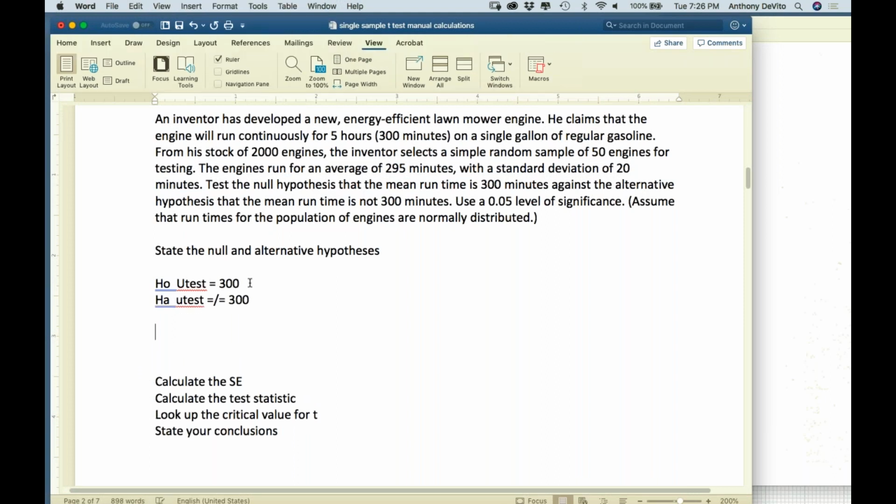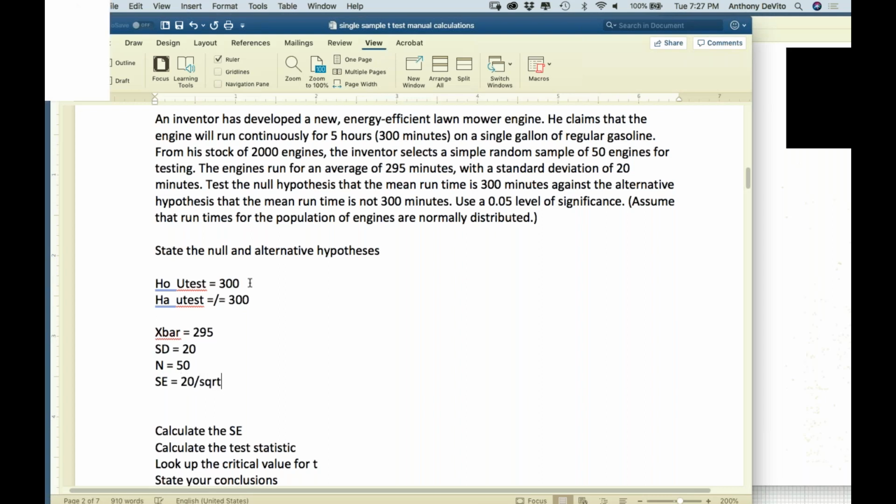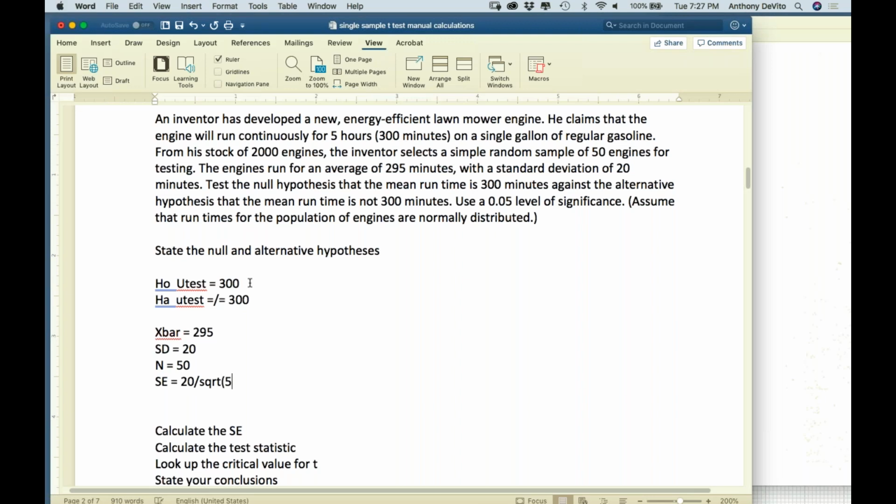Okay, so now what do I know? I know X bar is equal to 295. I know that my standard deviation is equal to 20. My sample size is equal to 50. And I'm going to calculate my standard error. What's my standard error going to be equal to? How do I calculate it again? 20 divided by the square root of 50. That I'm going to have to pull a calculator out for.